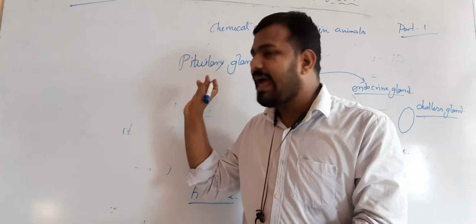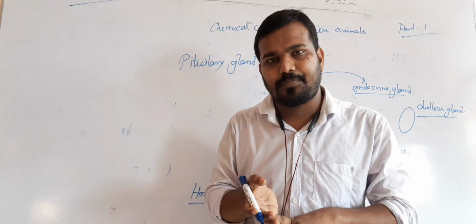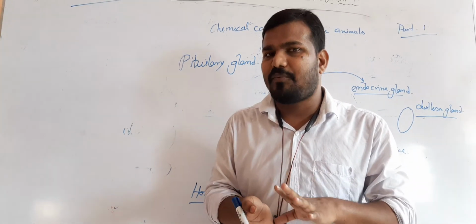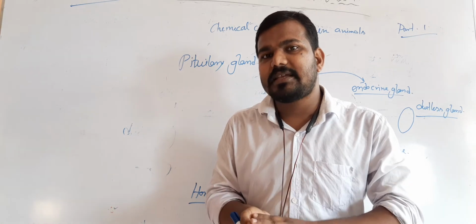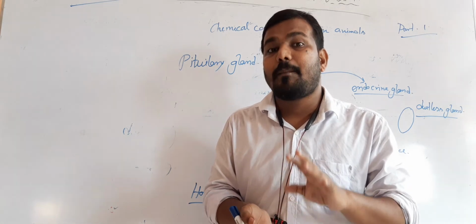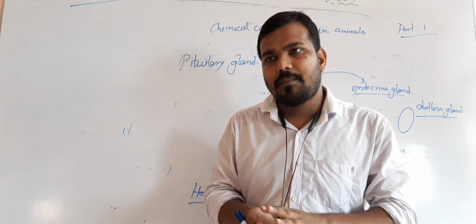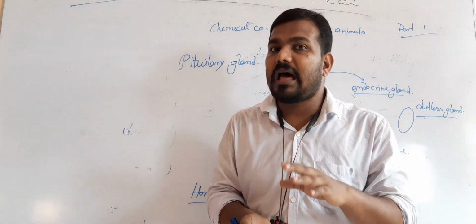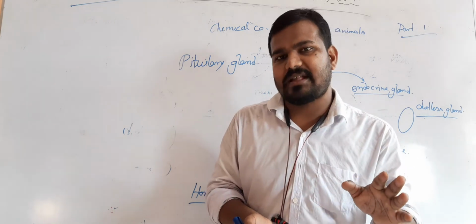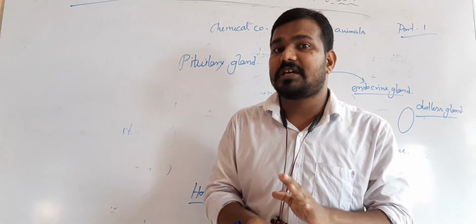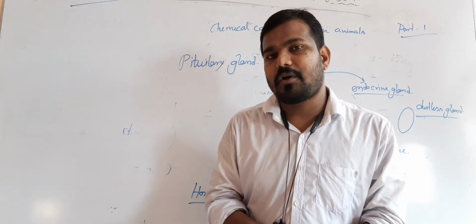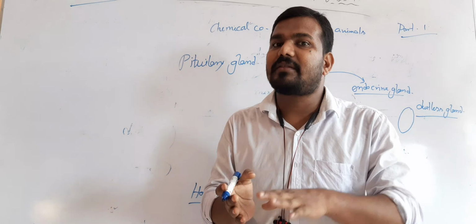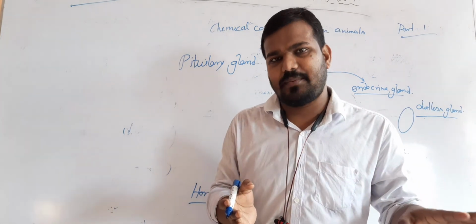So the pituitary gland is present in our brain. Second, it looks like a pea-foot. The third is that it is commonly known as the master gland. Why? Because the secretion of the pituitary gland can control another endocrine gland's activity. This type of secretion is known as a tropic hormone. So by secreting the tropic hormone, the pituitary gland can control another gland's activity.